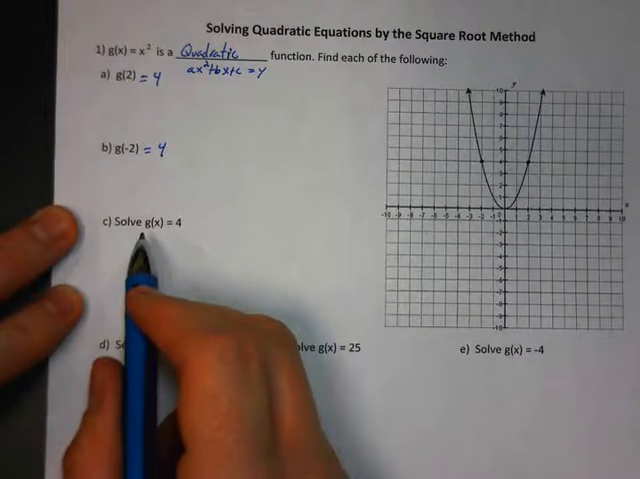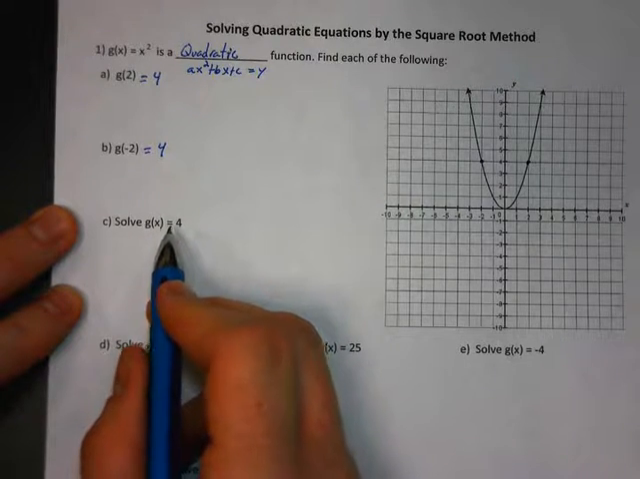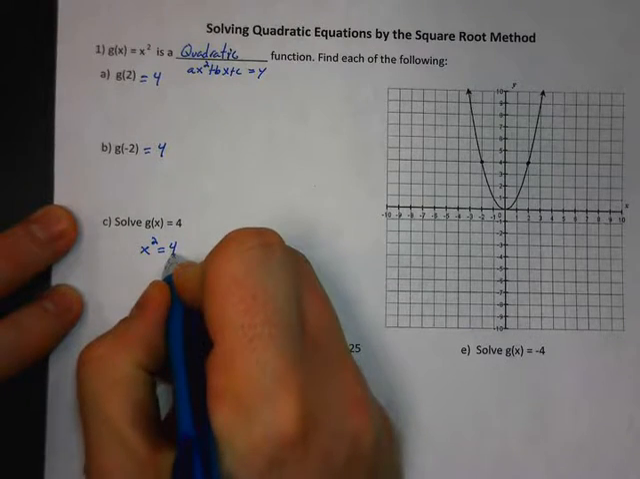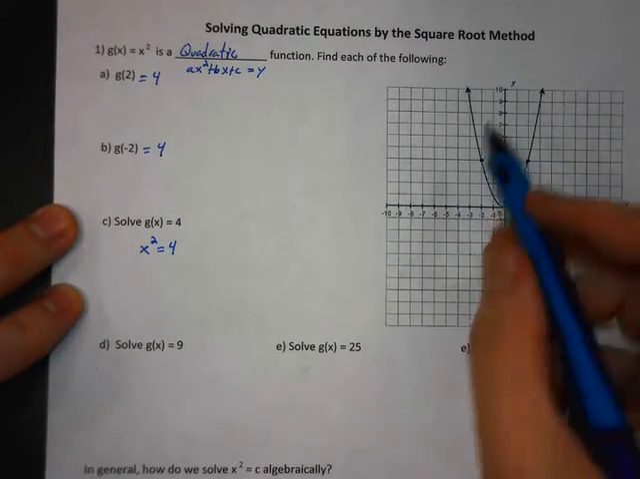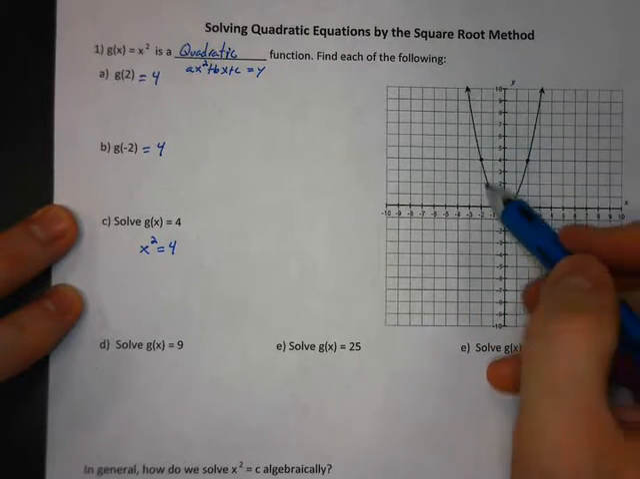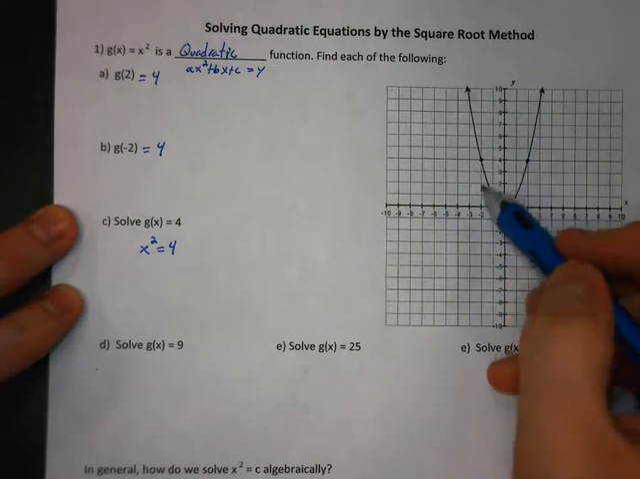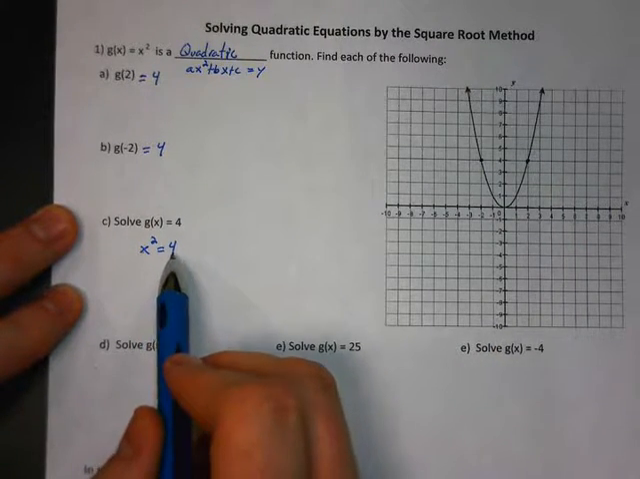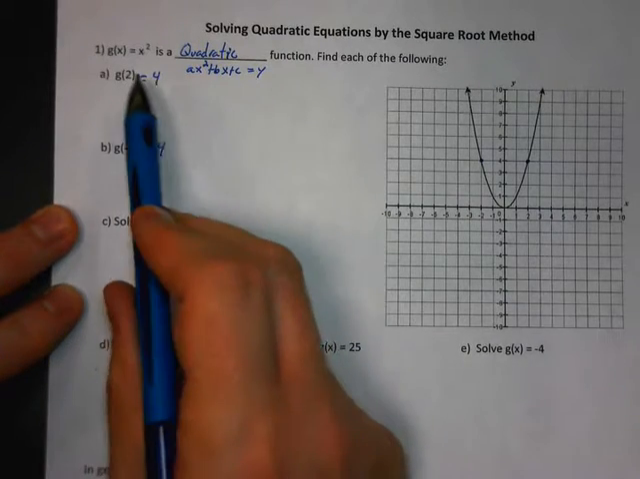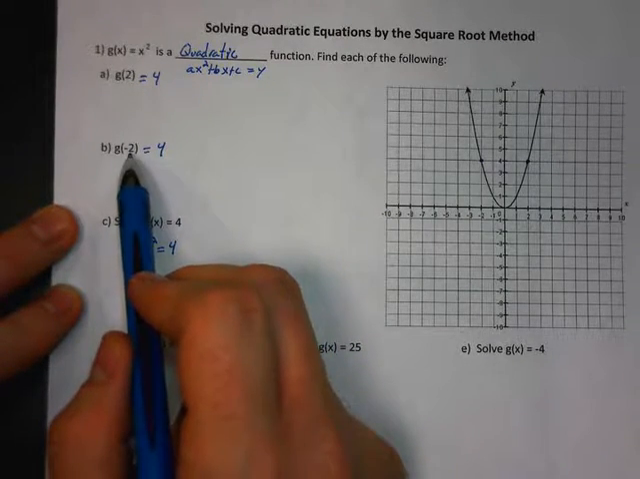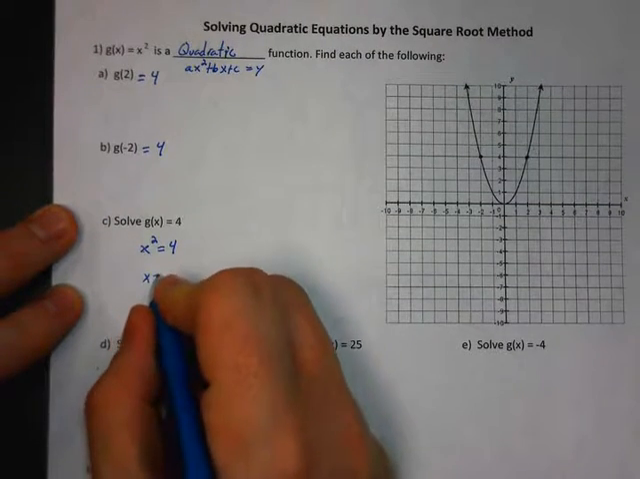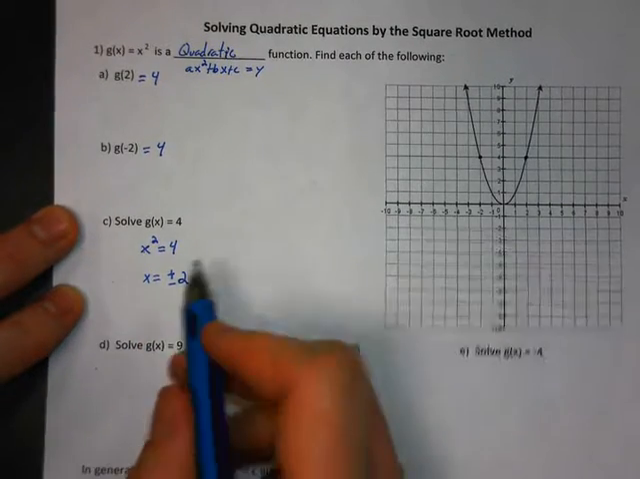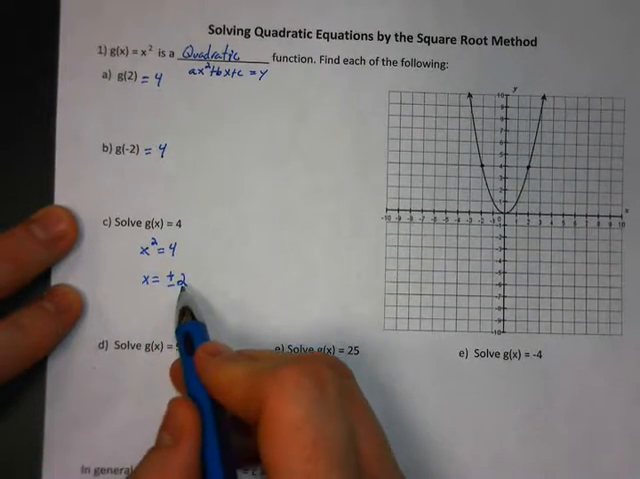So in part C now, we want to solve g of x equals 4. Well, again, what that's looking at is, where does x squared equal 4? Well, y equals x squared is the graph that we have here. And where do we get an answer of 4? Meaning, what values can you put in for x to get a y value of 4? Well, we just found in parts A and B that when you substitute 2 and negative 2 into your function for x, you get 4. So we know the answer should be x equals positive or negative 2.